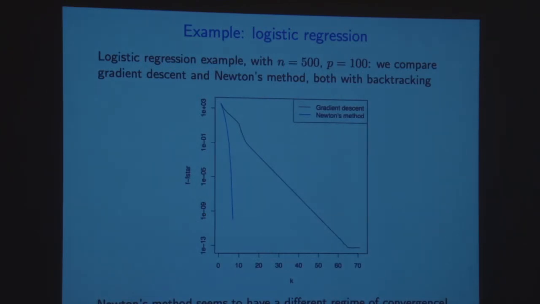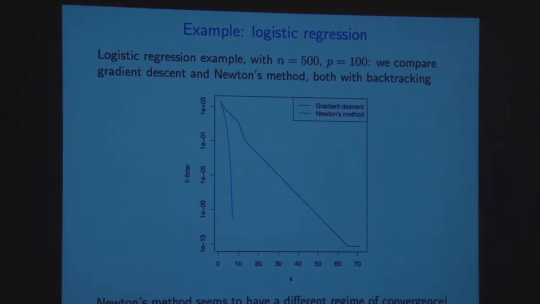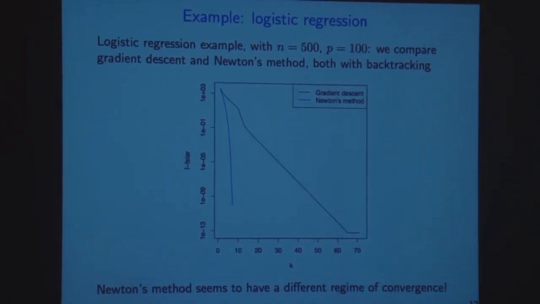So here's an example with logistic regression. I just wanted to point out that what we get from Newton's method and what we get from gradient descent have very different regimes of convergence. They exhibit very different behaviors. So I took a moderate example, not big, with 500 observations and 100 predictor variables, and I tried to solve logistic regression with this setup. And this is not a quadratic, right? So neither method is going to be able to find this in closed form.